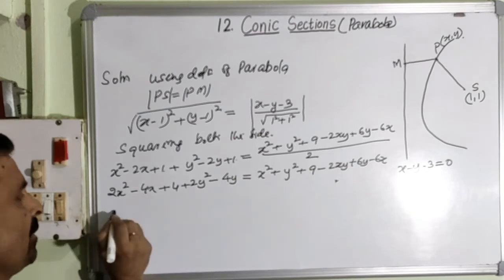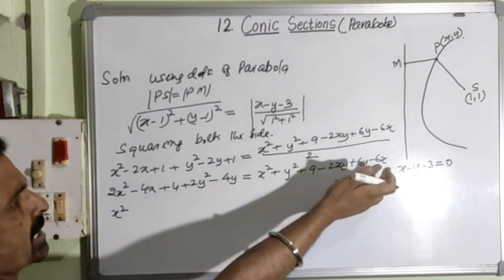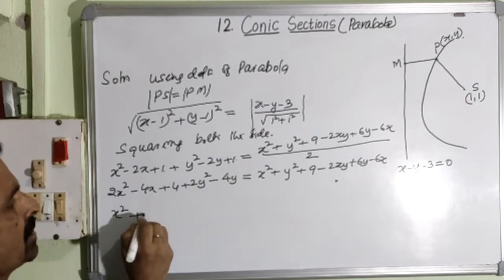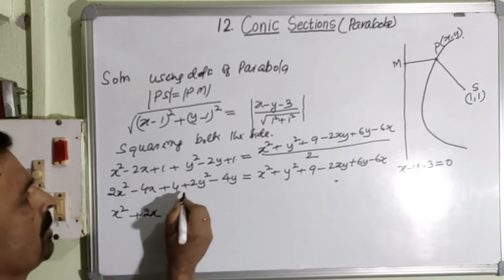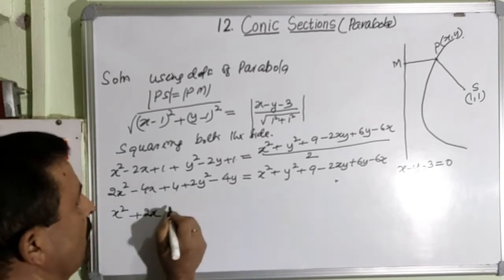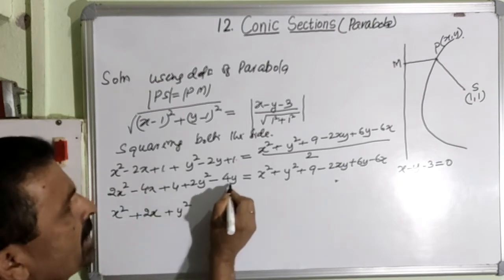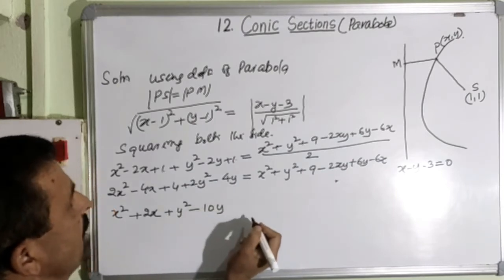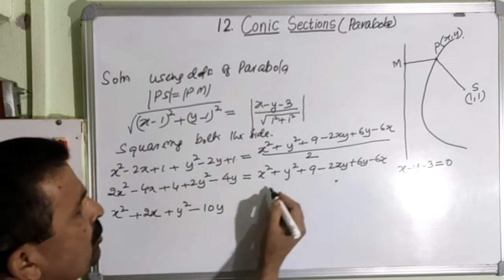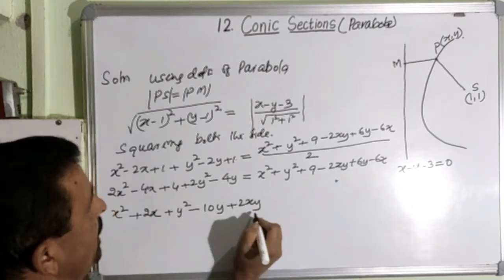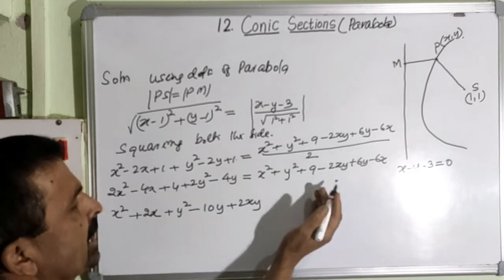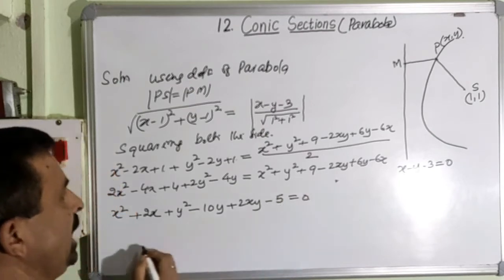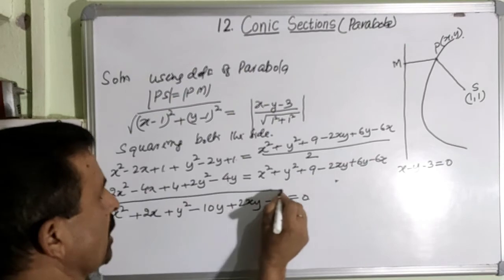2x square minus x square will become x square, minus 4x, and this minus 6x will become positive, so this will become plus 2x. And now we will write plus 2y square minus y square will become y square, then minus 4y, and this 6y will become negative 6y, so it will become total minus 10y. Then we have minus 2xy will become plus 2xy, and this plus 6, and then here we have 9. 9 will come to this side, will become minus 9, so 4 minus 9 will become minus 5, equal to 0, and therefore this is the equation of our parabola.